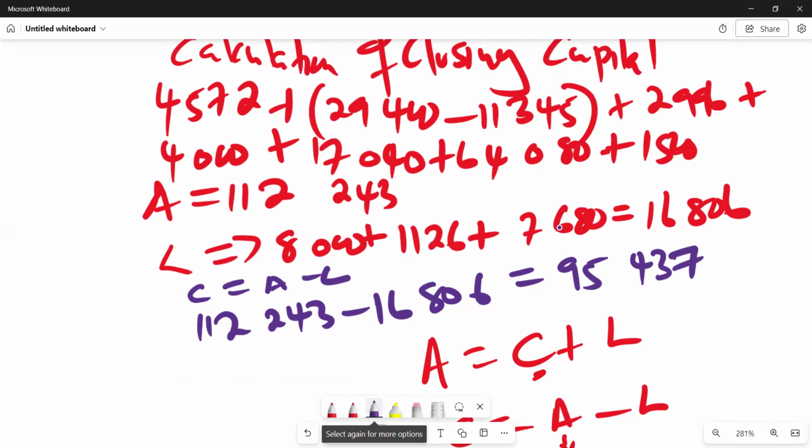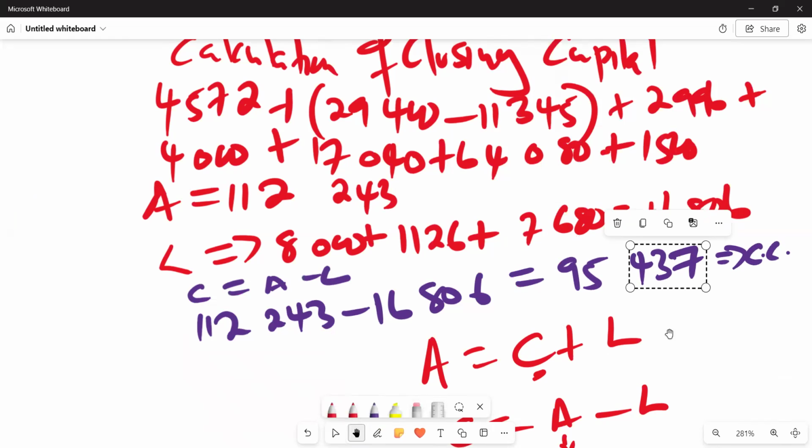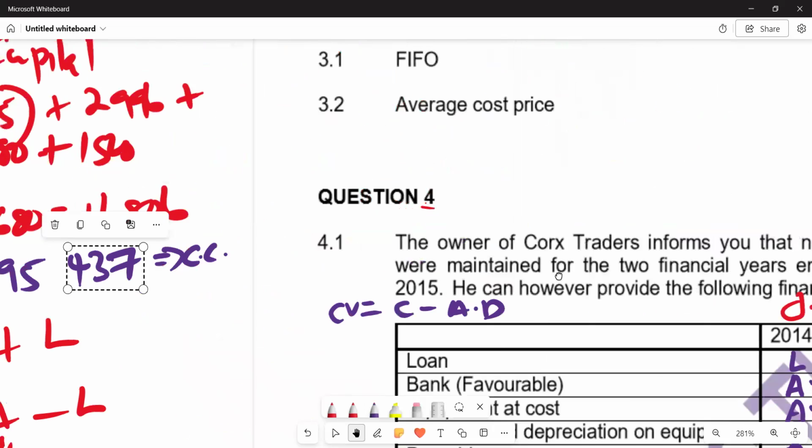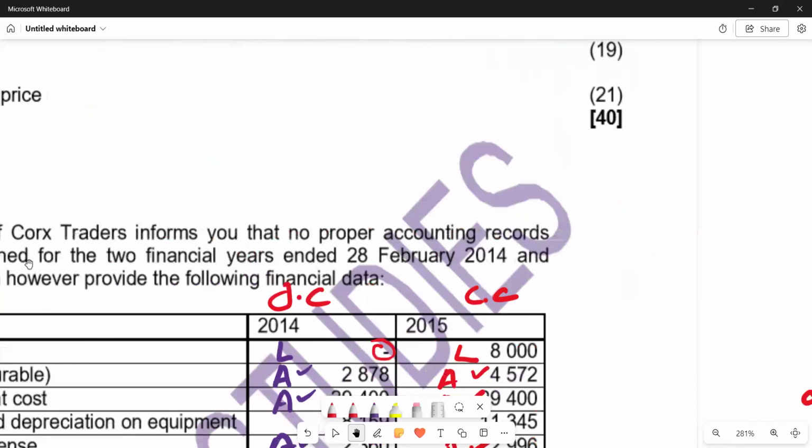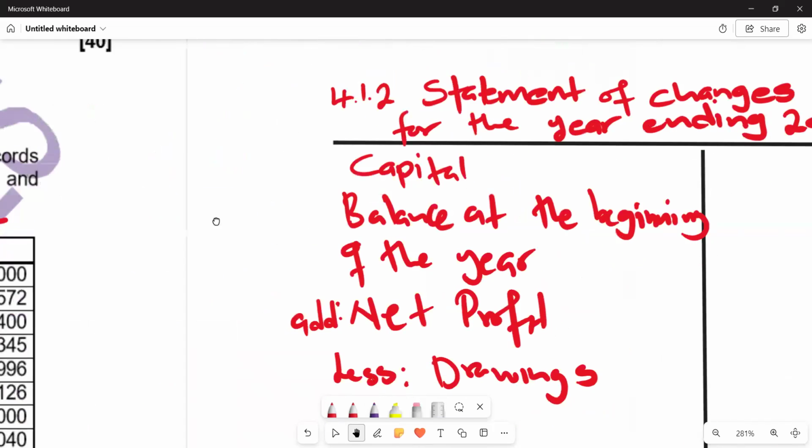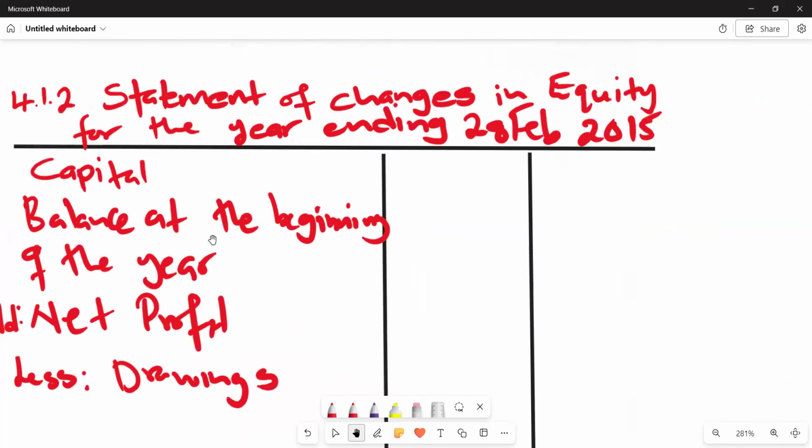So now this represents our closing capital. So now we go to the statement of changes in equity. So this is our statement of changes in equity that we are going to use to calculate our net profit. Opening capital, the figure that we got for opening capital is 82,000. That is the balance at the beginning of the year. So we're going to say 82,000 here.